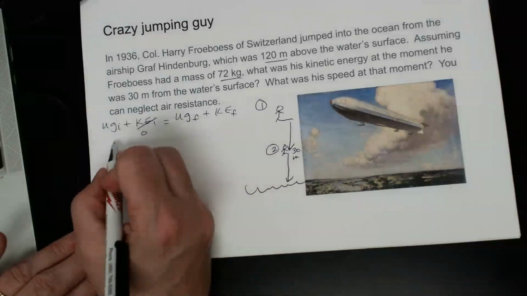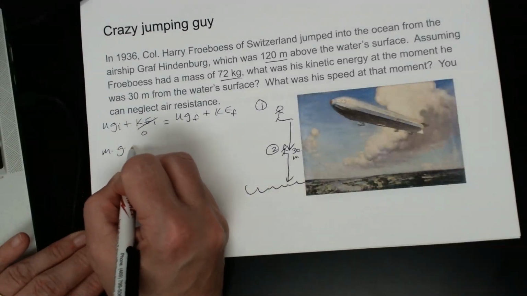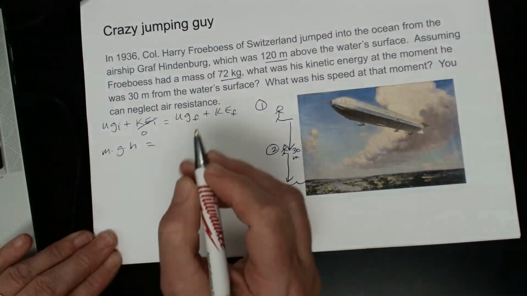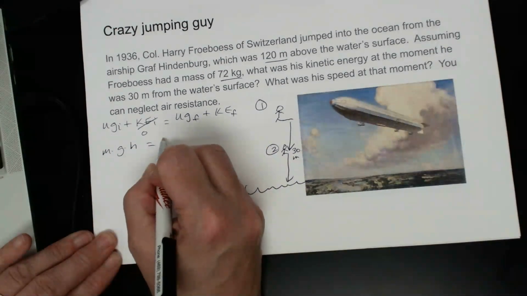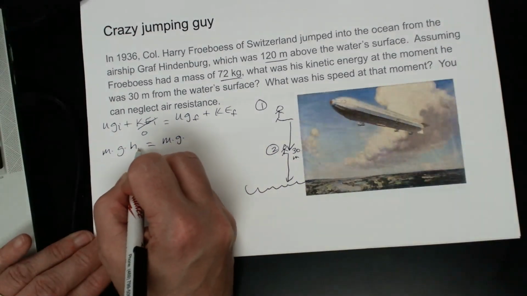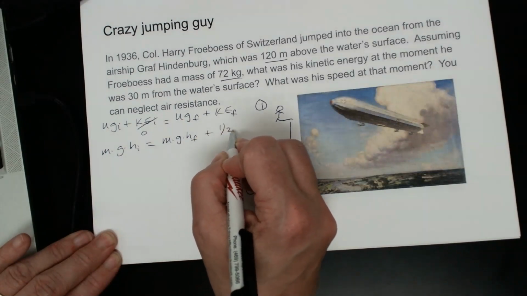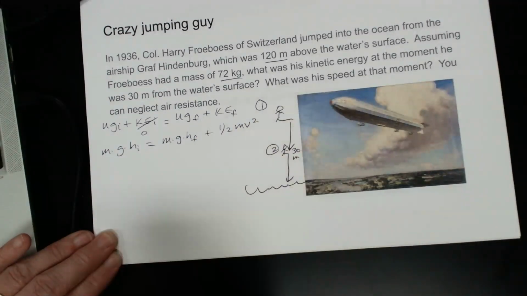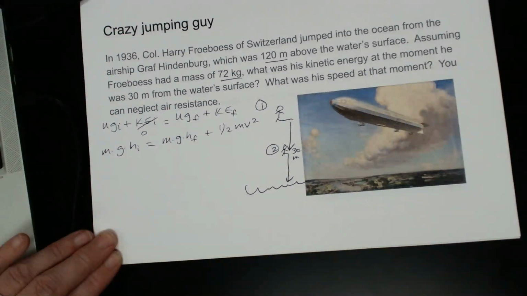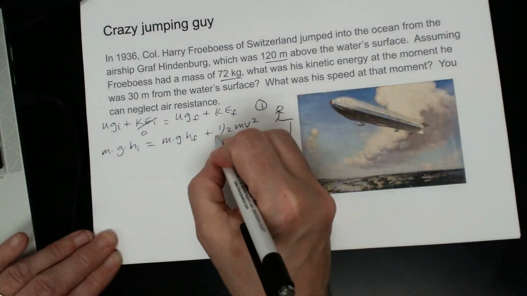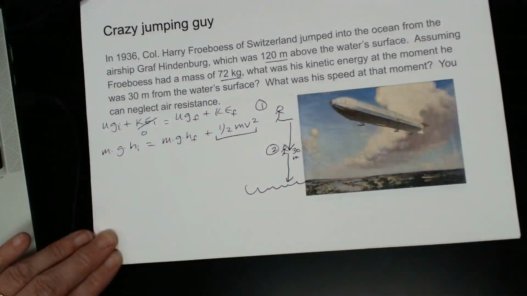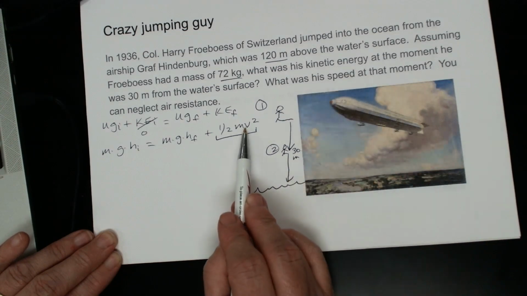So let's include our equations. We've got m times g times h initial equals another m times g times h final, plus 1/2 m v squared. Okay. So we're going to solve for kinetic energy first, and then we're going to get our speed from that.